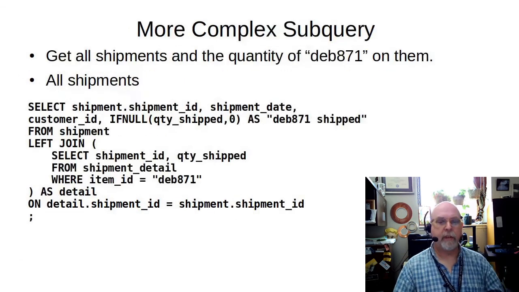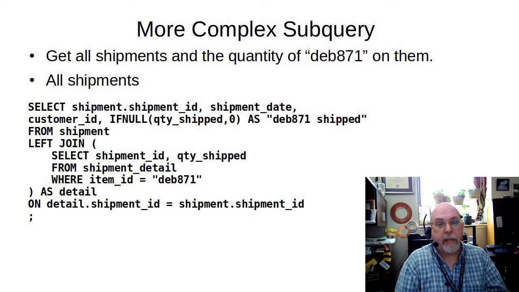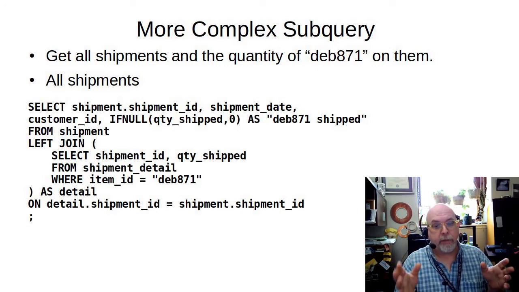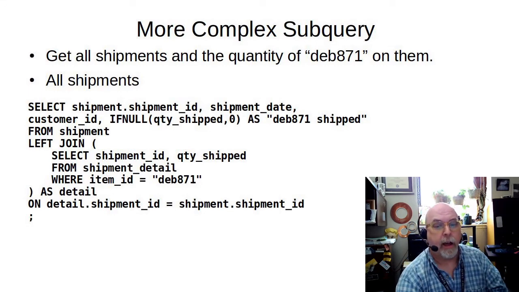So here is a more complex subquery. For instance, what if we wanted to get all of the shipments and the quantity of the EB871, which is an item number, on them? So there'd be a column of how many of those parts there were. You think you might be able to do that with a join of the shipment detail with the shipments, and we'll see in an example the results that I don't think you're going to be able to get using just a normal join. But with this technique of using a subquery, a query within a query, we'll be able to do it.